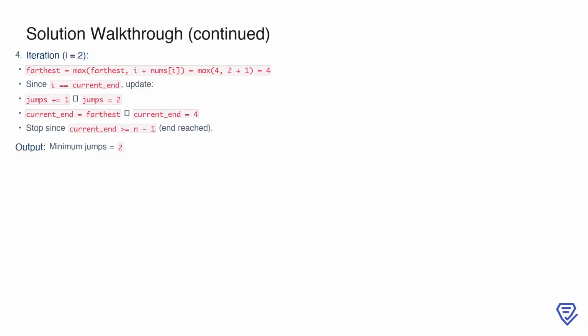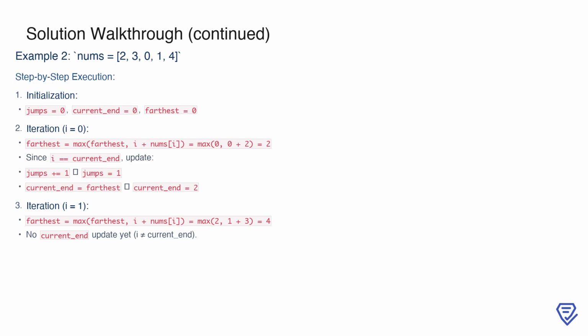At index 2, we again update farthest as the maximum of its current value and 2 plus 1, which remains 4. Since we've now reached the end of the current jump range, i equals current_end, we increment the jumps counter to 2 and set current_end to the value of farthest, which is 4. At this point, current_end is greater than or equal to the last index of the array, so we stop. The minimum number of jumps required to reach the last index for this example is 2.